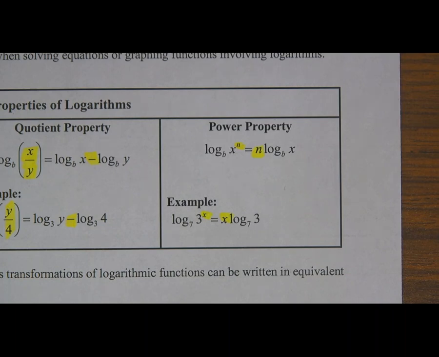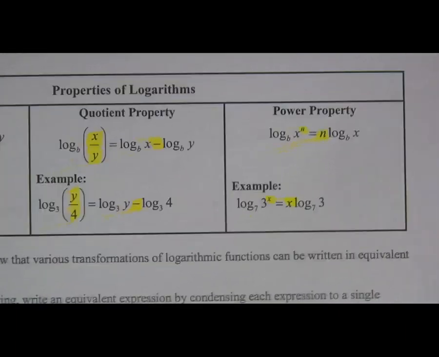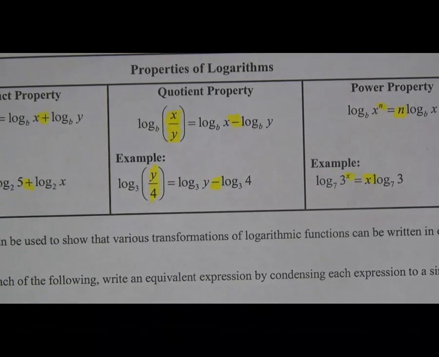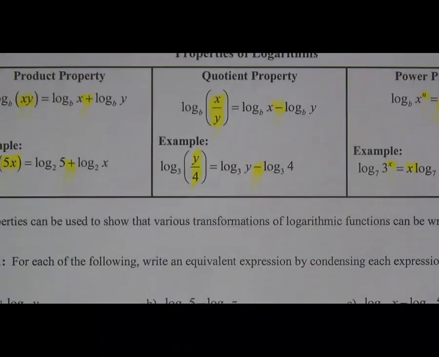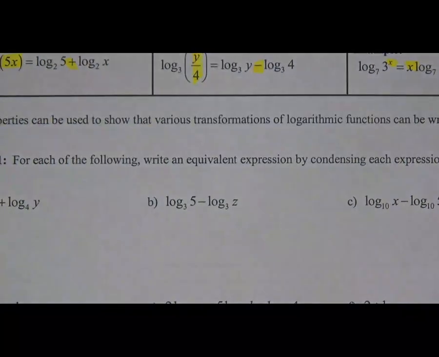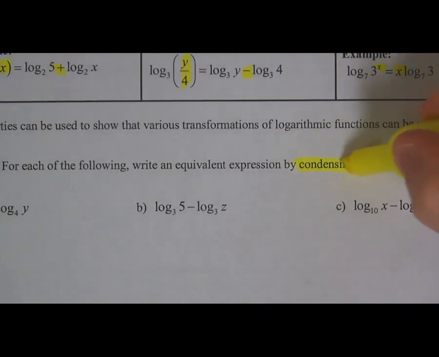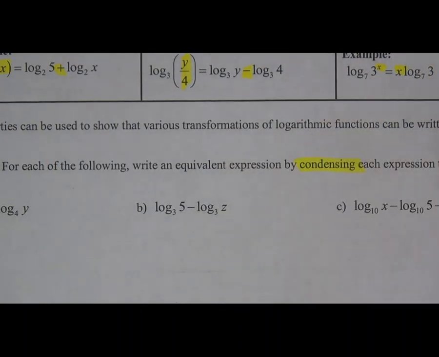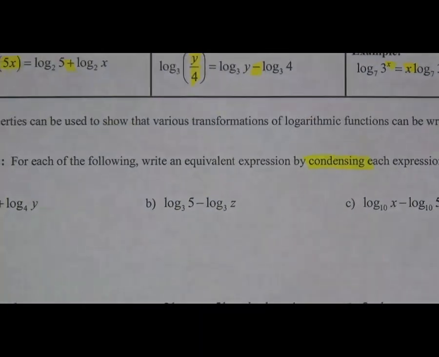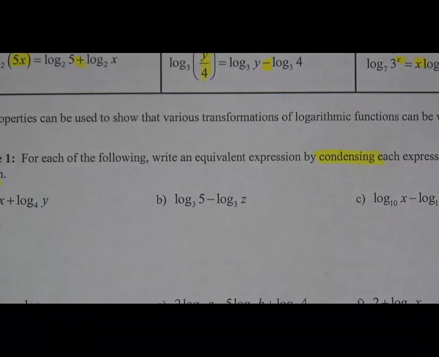Okay. These properties can be used to show that various transformations of log functions can be written in equivalent ways. Example 1: for each of the following, write an equivalent expression by condensing each expression to a single log. So those words are really important because it tells you you're going to take what's in front of you and then shrink it up into a single logarithm. Your answer should only have the word log one time.